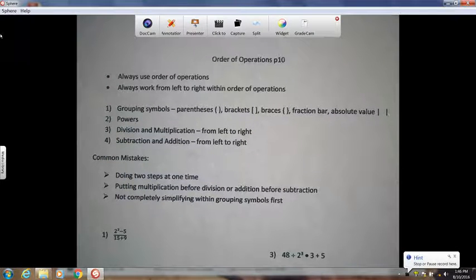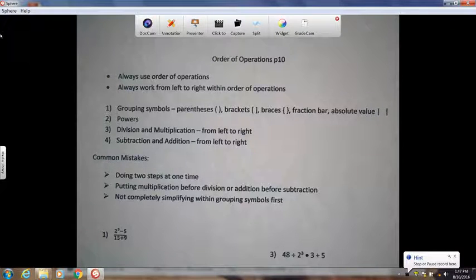This is order of operations. Remember to always use order of operations. Just because we're doing a lesson right now about order of operations doesn't mean this is the only time you use it. You always use order of operations. And always work from left to right.